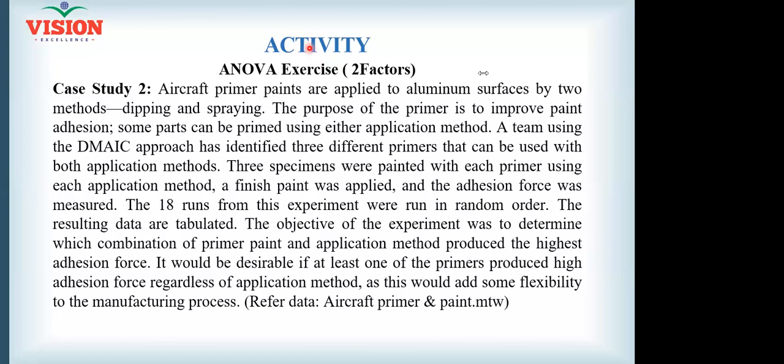Now, primer 2 and primer 3. That means factor number 1 has got 3 levels. Am I right? Factor number 1 has got 3 levels. What are the levels? Primer 1, primer 2, primer 3.